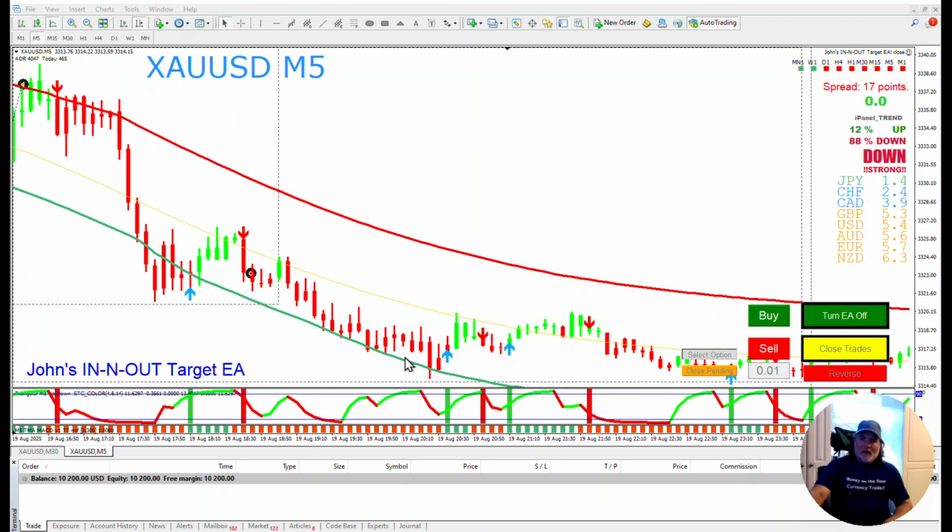You're going to have some losing trades. That's part of trading. The idea is that you lose a little bit, win a little bit, lose a little bit, win a little bit, and then you win a lot and you stop. That's all. And the idea is, now this is a 5-minute chart.